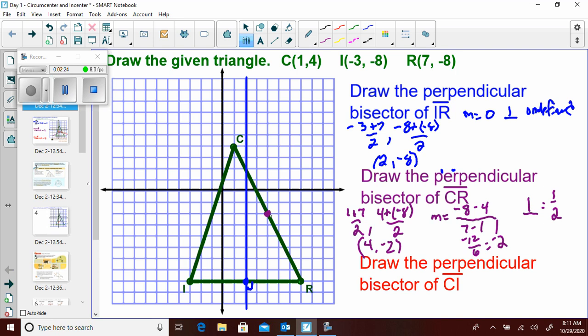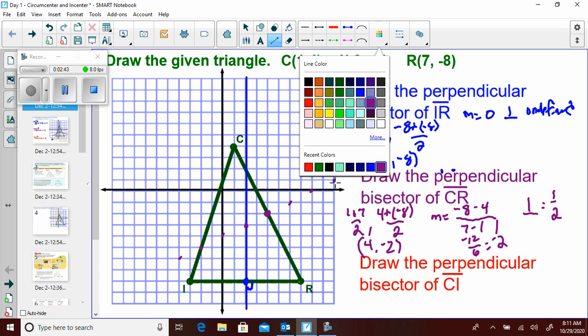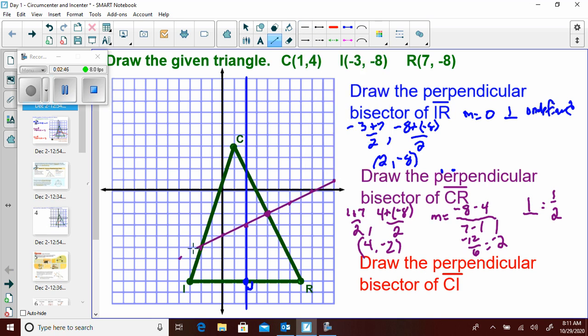And just go from the midpoint. Up 1, right 2. Up 1, right 2. Up 1, right 2. I've run out of room. Instead of going up and right, I'm going to go down and left. Down and left. Down and left. And I'm going to draw my perpendicular line through there. You guys would use a ruler, right? You would use a ruler through this. And there's my perpendicular. So they're perpendicular.